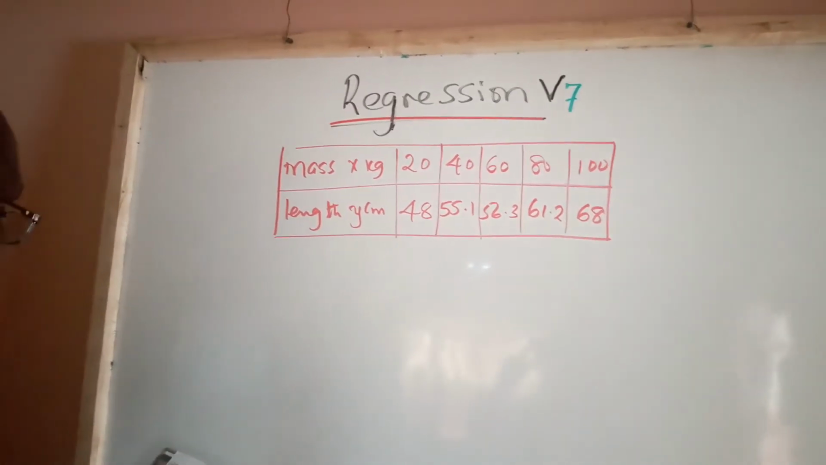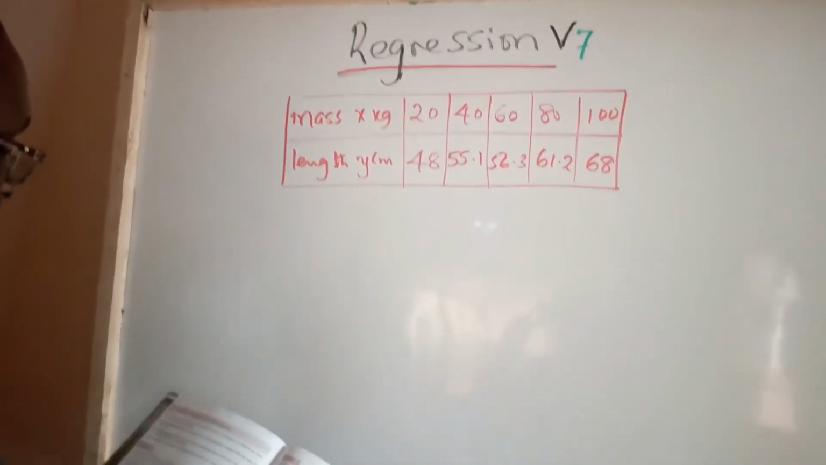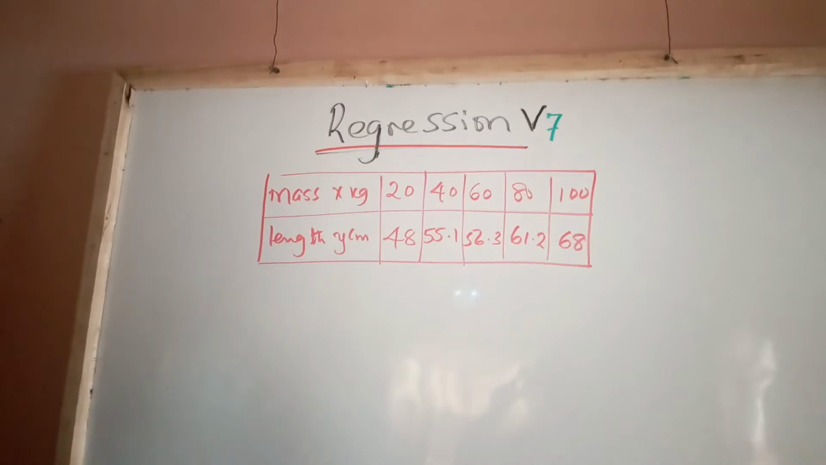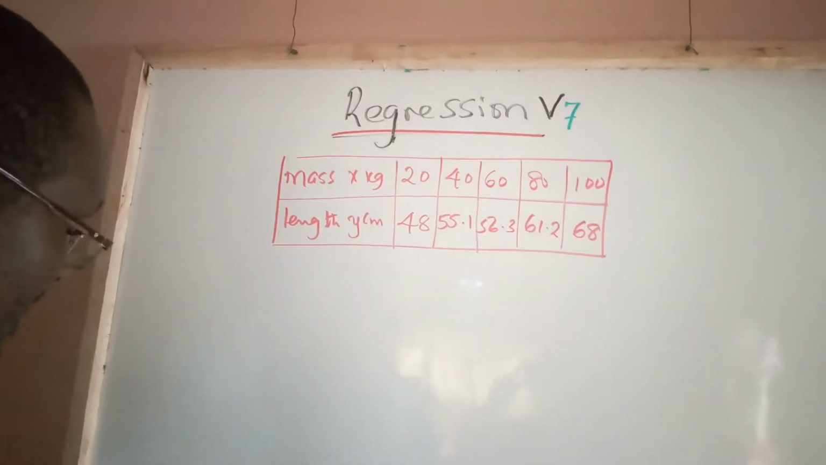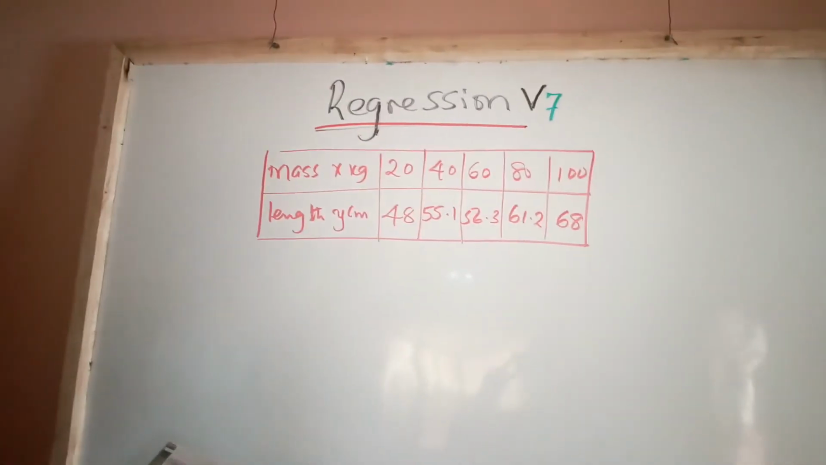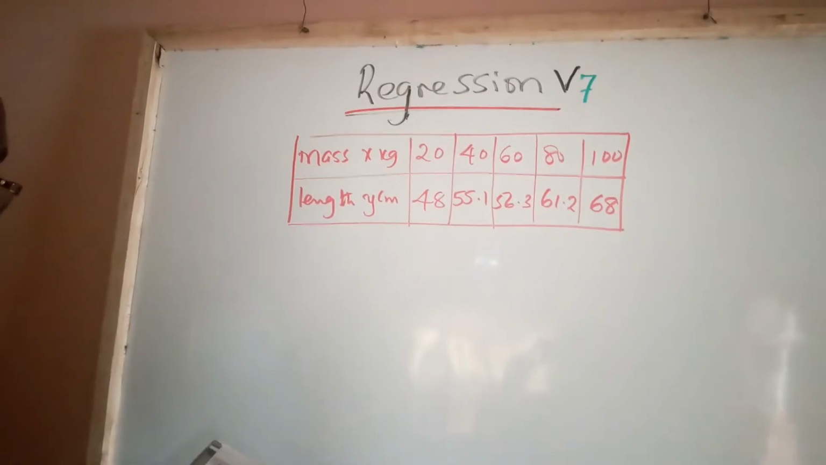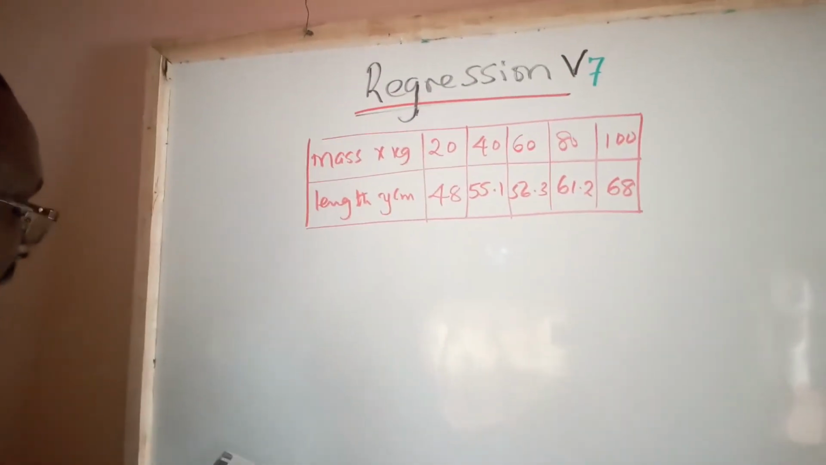1. A regression line can be used to estimate the value of the dependent variable for any value of the independent variable. Remember, the dependent variable is the y, is always on the y-axis. The independent is always on the x-axis. Point number 2, interpolation is when you estimate the value of a dependent variable within the range of the data.